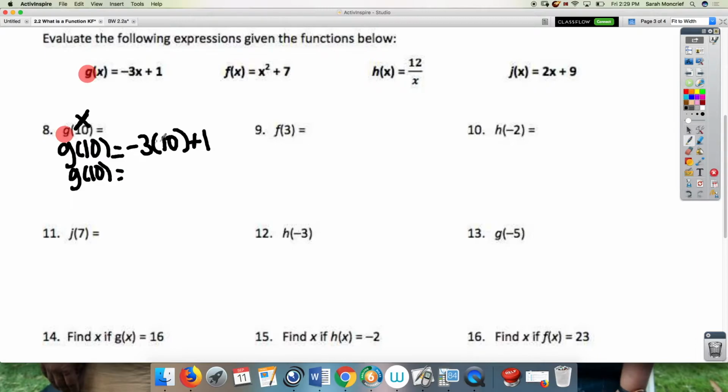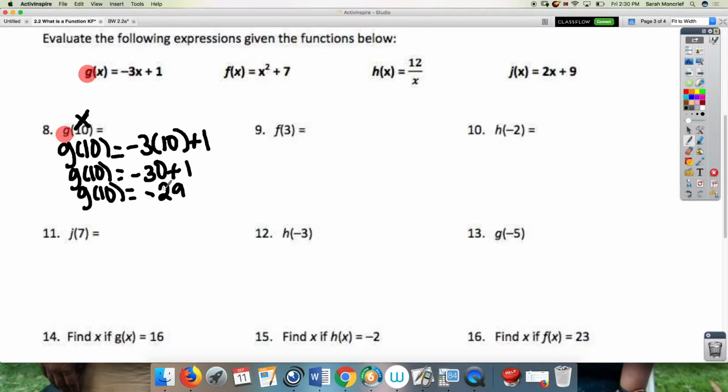Now what is negative 3 times 10? Negative 30. So we have negative 30 plus 1. Again, we can't change g of 10, so bring it back down. And what is negative 30 plus 1? Negative 29. Very good. So now that we've done that, that's all there is to do for this problem. We don't have to continue to do anything else.